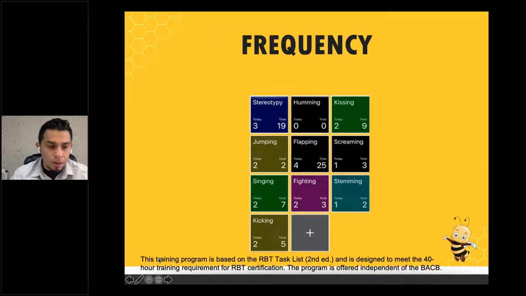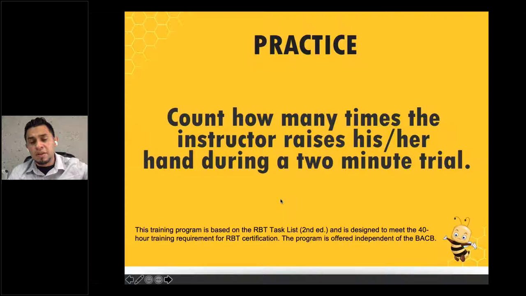We're basically going to practice. I'm going to set my timer. It says here to count how many times the instructor raises his hand during a 2-minute trial. So I'm going to put 2 minutes on my timer. Hopefully you're not going to get too bored with this example. When I say go, you're going to start recording how many times I raise my hand like this. When I raise my hand like this, just write a tally on a piece of paper or something you have around there. I'm going to start in 5, 4, 3, 2, 1. Here we go.